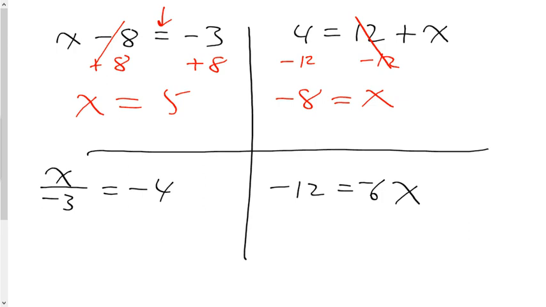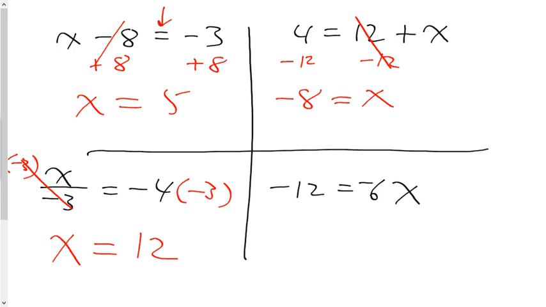In the third question, we have a negative third of x. A negative third of x is equal to negative 4. So if I multiply this side by negative 3 and multiply this side by negative 3, I create a new equation, still equal, but x is isolated. And the answer for that one would be x equals 12.